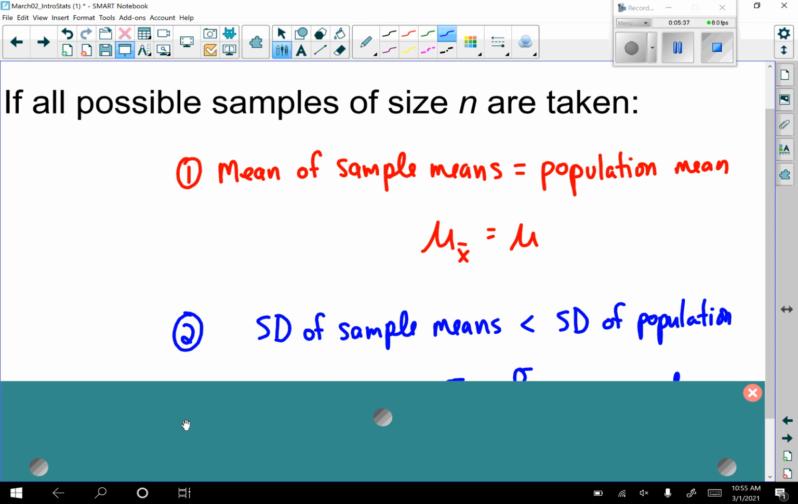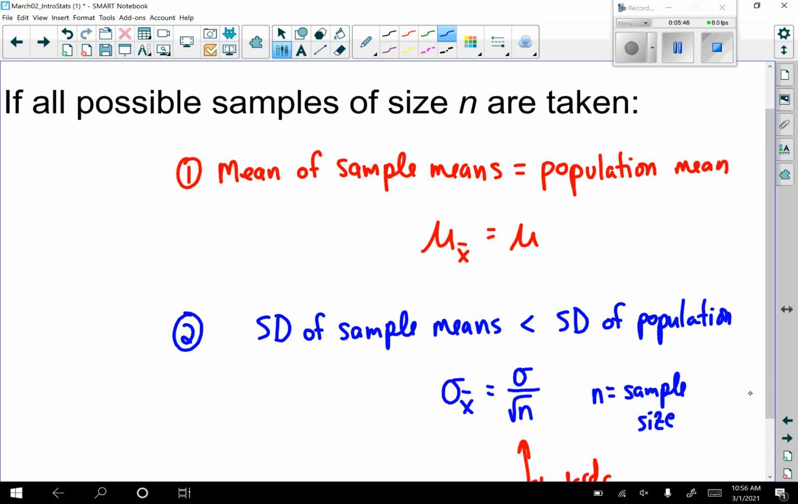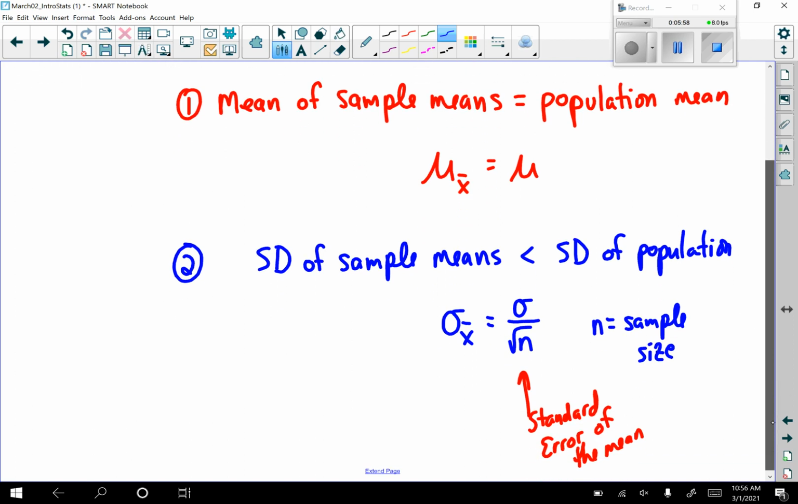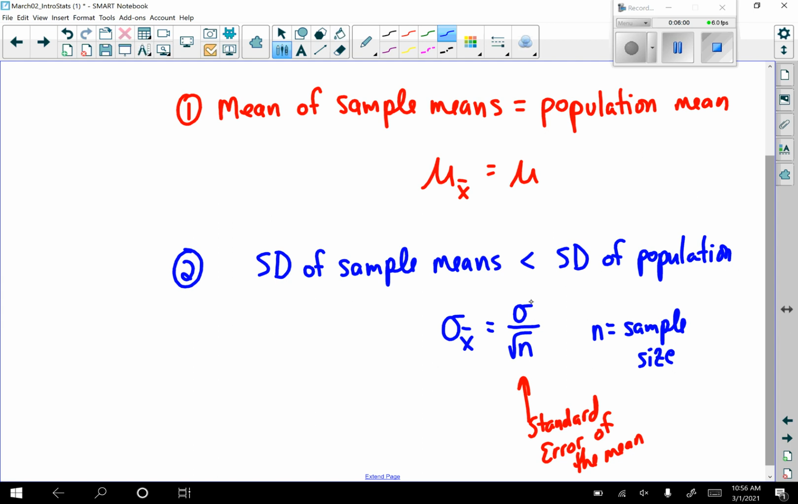Second, the standard deviation, SD, of the sample means will be less than the standard deviation of the population. So this is sigma sub x bar is going to equal sigma divided by the square root of n, where n is the sample size. And this expression right here, we're going to use in our new formula now. Sigma over the square root of n, this is the standard error of the mean.